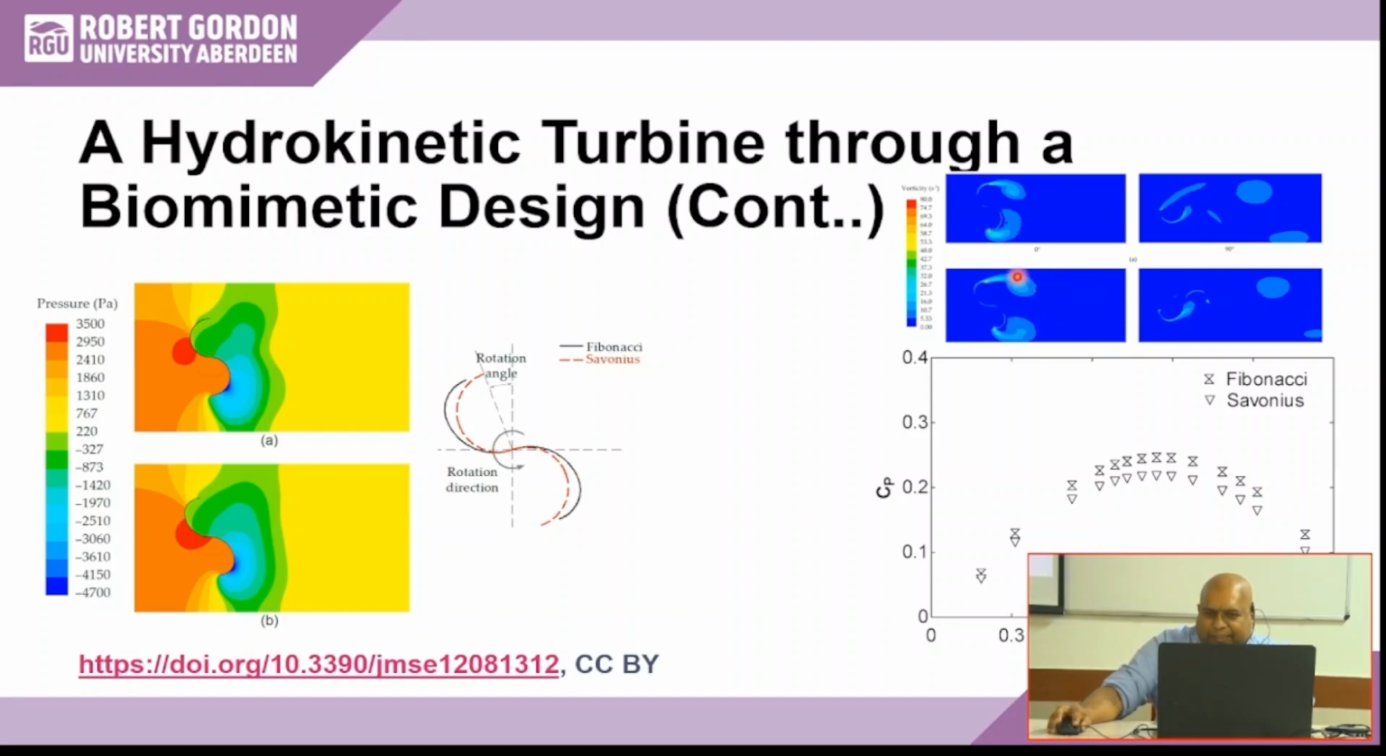Then you can see the changes of flow dynamics happening at two different locations, two different angles, for the standard blade and the Fibonacci blade and things like that. And finally, you can look at the CP value, the power coefficient or the efficiency. This is your standard Savonius blade, and this is your Fibonacci blade, and you can see the Fibonacci blade gives you a certain improvement of efficiency.